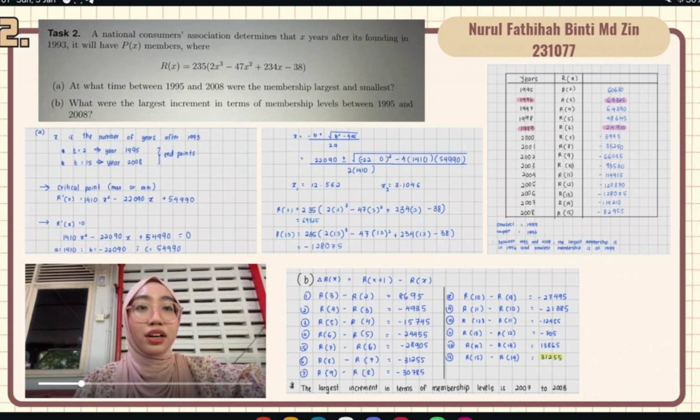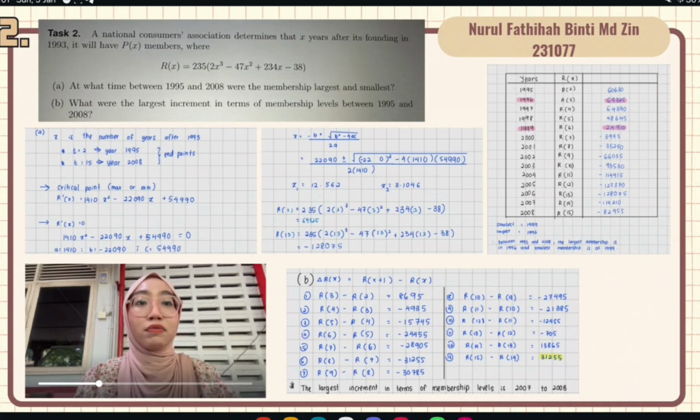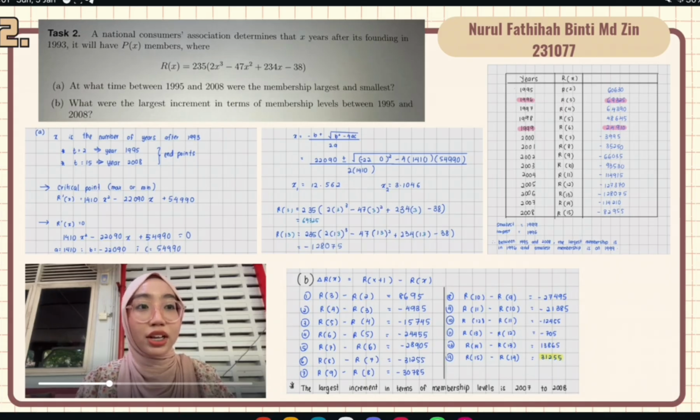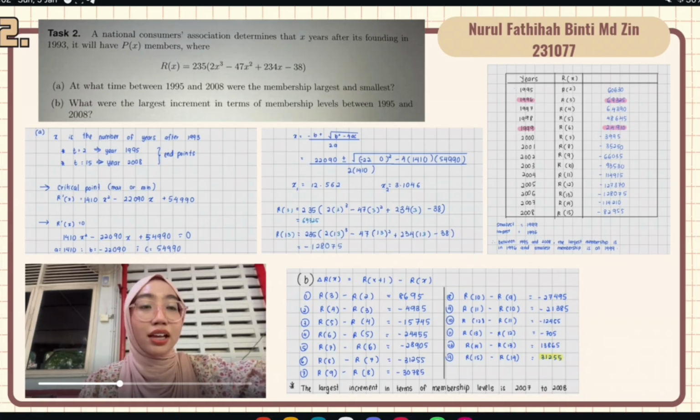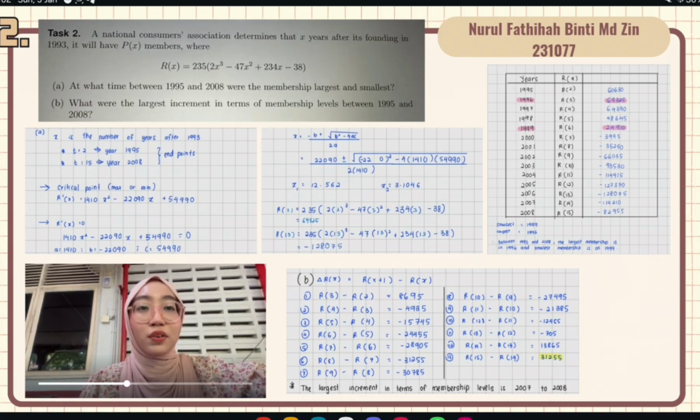Next we will find the critical point. To find it, we differentiate our equation and make it equal to 0, and we can find the value of x. We find two values of x: the first is 12.562 and the second is 3.1046. We will take the first value as 13 and the second as 3. So we substitute x back into our equation.